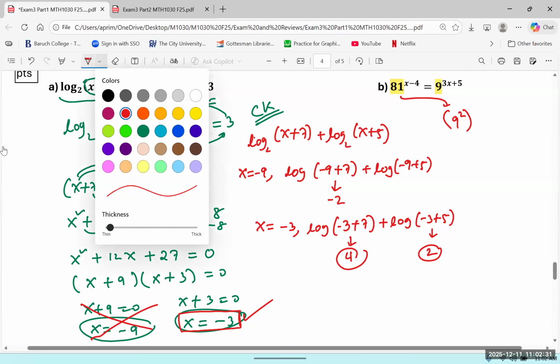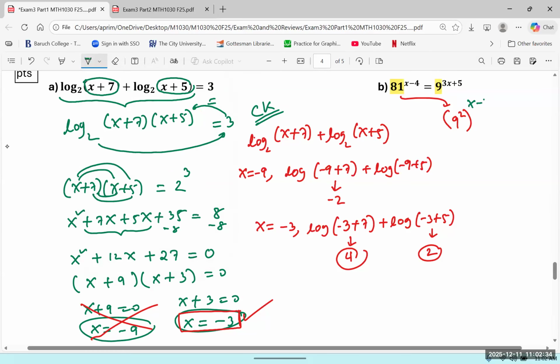So you rewrite, and you have your original x minus 4 here, and 3x plus 5 here. Two powers together, you have to multiply. So you get 9 to the 2x minus 8 and 9 to the 3x plus 5. We wanted to have the same base because what can you do? Cancel. Kill them. So you're left with 2x minus 8 equals 3x plus 5.